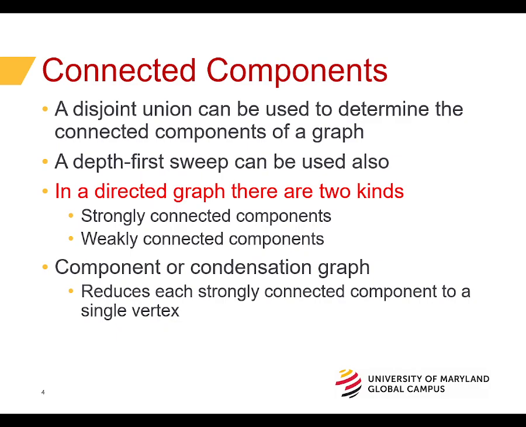Since there's two kinds of connectedness with directed graphs, there are also two kinds of connected components. Strongly connected components are ones in which every component is strongly connected. The algorithms for finding strongly connected components are somewhat more complicated. Weakly connected components are one in which every component is weakly connected. With every directed graph, there's a corresponding component or condensation graph. The condensation graph reduces each strongly connected component to a single vertex.